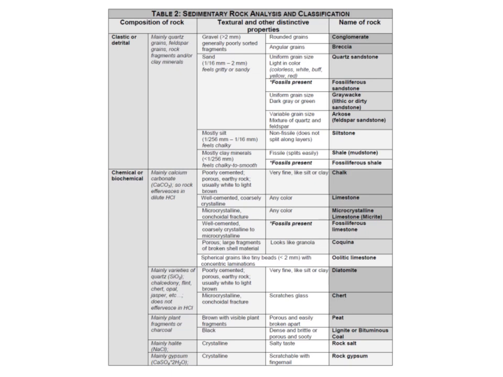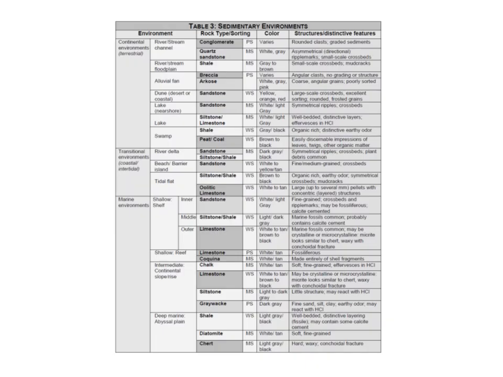Now, where do these come from, though? Table 3 is showing you different sedimentary environments. Conglomerates and quartz sandstones are typically indicative of river or stream channels. Shales can be parts of rivers, and they can also be parts of floodplains. Breccias and arkoses are commonly found in alluvial fans. Sandstones can form in lakes, they can form in desert or coastal dunes, a wide variety of places.